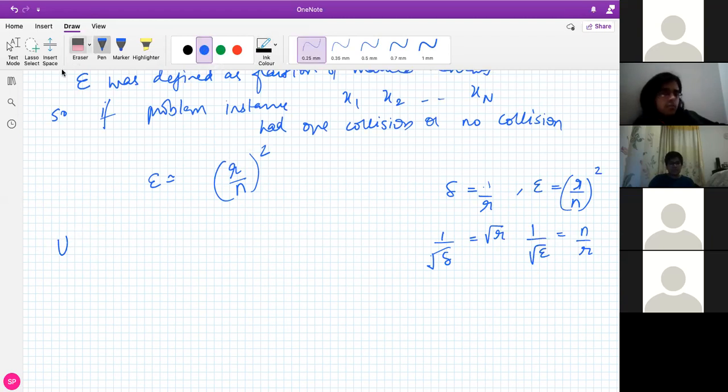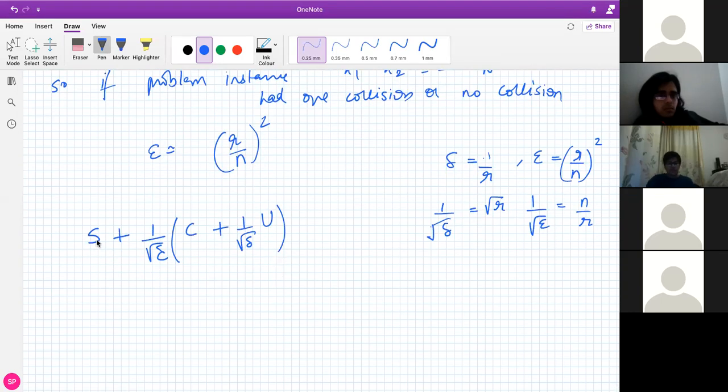quantum complexity. We had already calculated the complexity of quantum random walks. We had seen it is setup cost plus 1 by root epsilon, checking cost, whether an element is marked or not, and 1 by root delta of this update cost. Okay. Now, what is my setup cost?